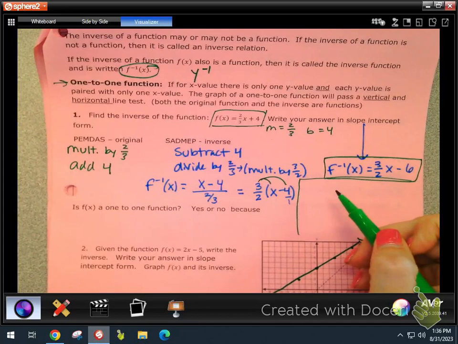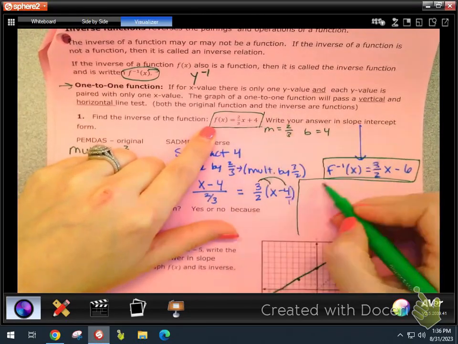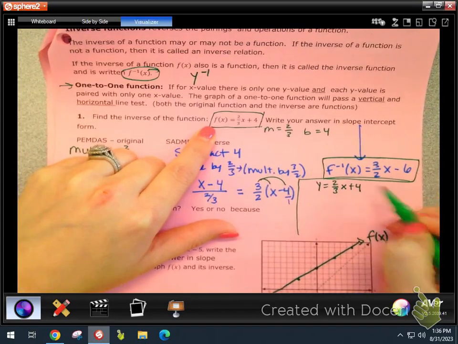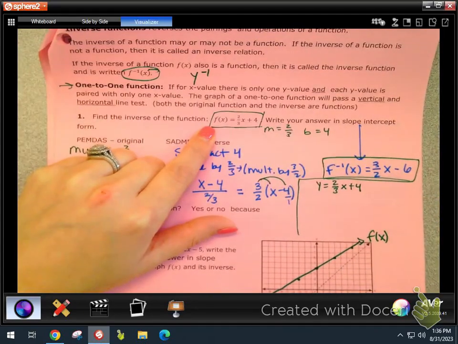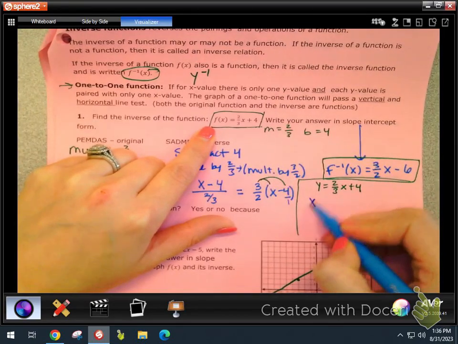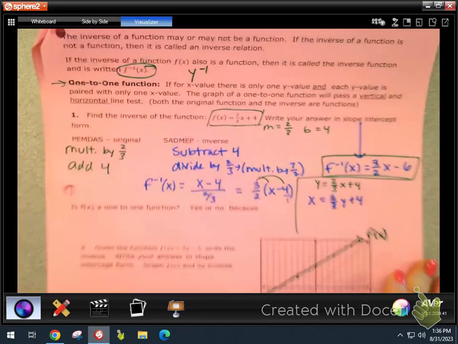Whenever you find an inverse function, I keep saying you're reversing. You're switching x and y's. You're switching the domain and range. So I can basically start with my original equation, which was y equals 2/3 x plus 4. And if I want to do this algebraically, I can just switch the x and y in the original equation. So I'd have x equals 2/3 y plus 4 like that.